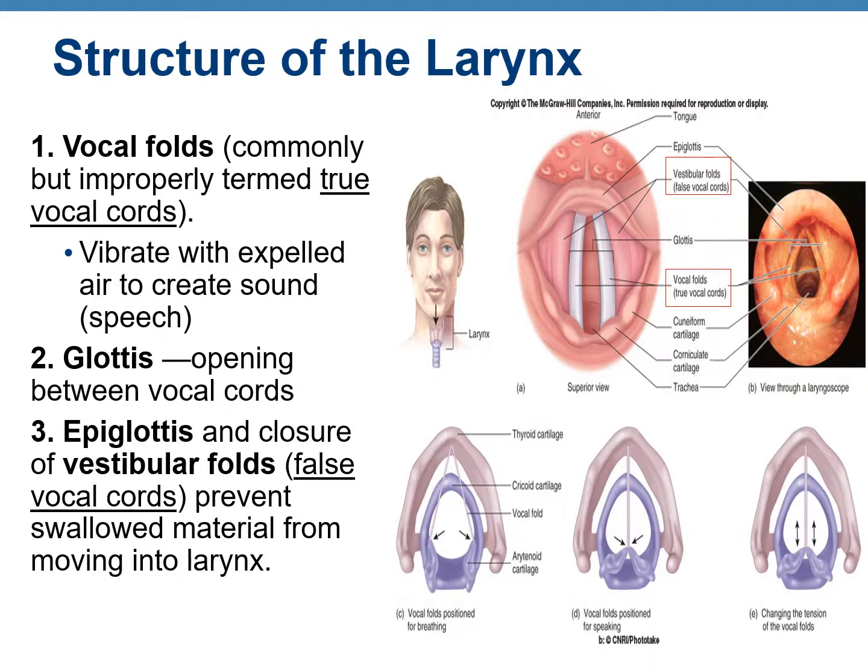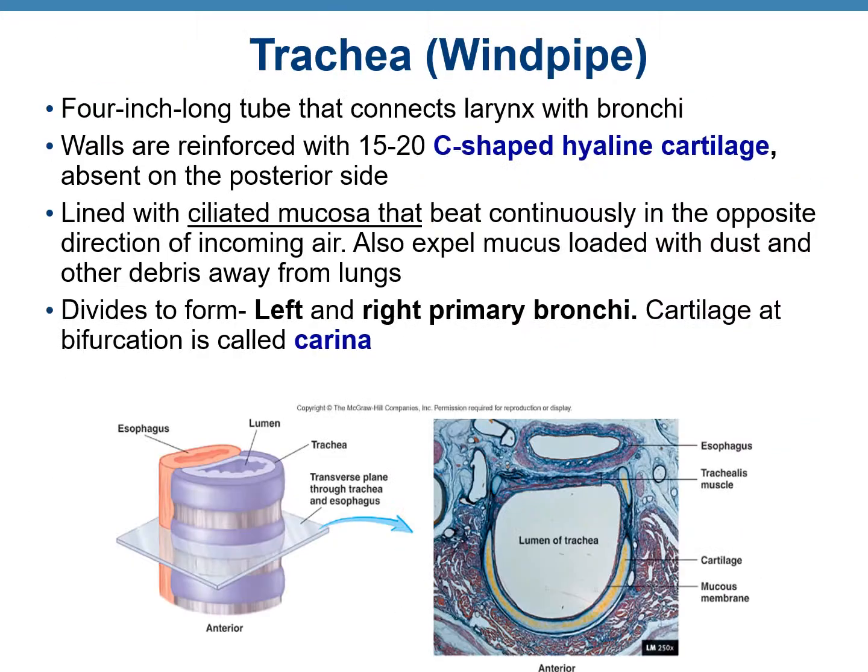The vocal folds have a gap in between them, and this opening is known as the glottis. There is another pair of thick membrane folds called the vestibular folds that are slightly superior to the more delicate vocal folds. The vestibular folds are commonly known as false vocal cords. So vocal folds are true vocal cords, while vestibular folds are false vocal cords, and their function is to protect the vocal folds. Together with the epiglottis, the vestibular folds prevent swallowed food material from moving into the larynx. After the larynx is the windpipe, which is known as the trachea.